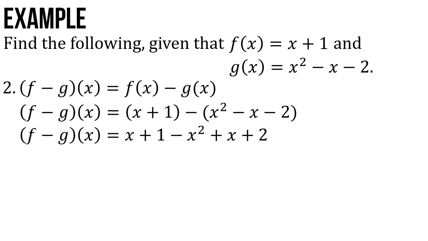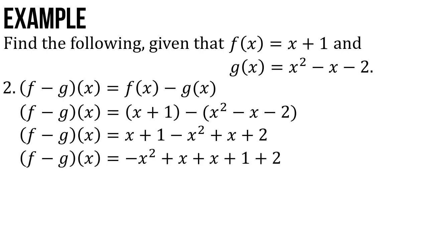Negative times x squared, or negative 1 times x squared, is negative x squared. Negative times negative is positive. That's why it became positive x. Negative times negative is also positive. That's why it became positive 2. So now we have (f minus g)(x) equals x plus 1 minus (x squared plus x plus 2).